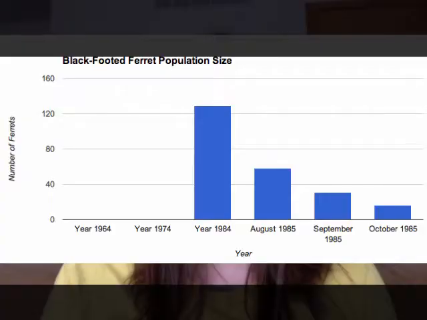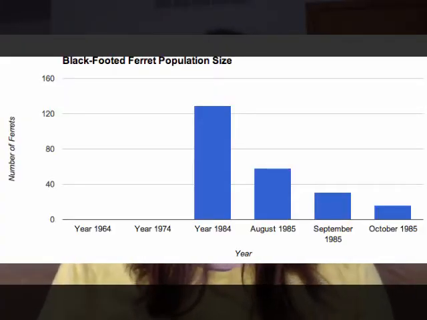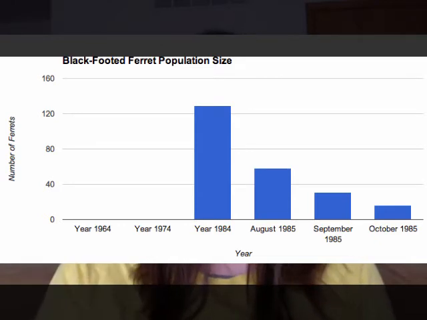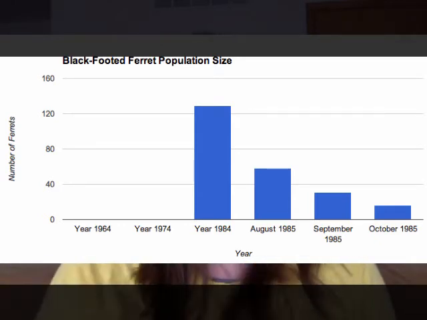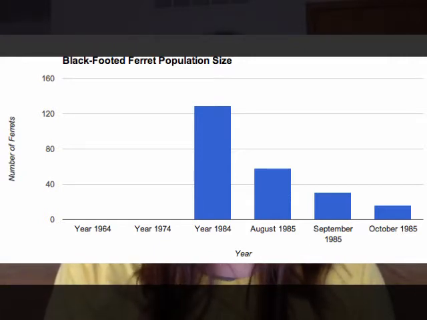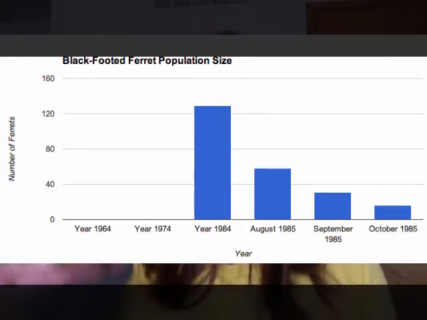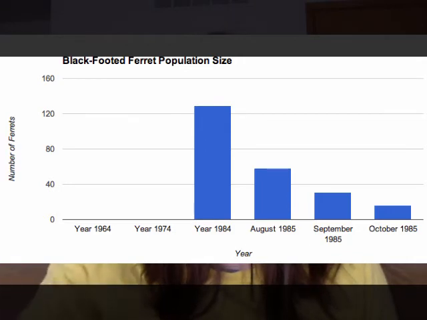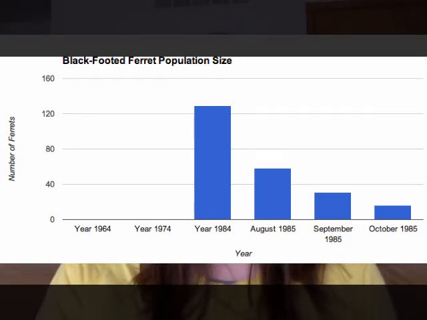Let's take a look for a second at their population sizes. When you look at this chart, you can see that the United States government was actually considering them to be extinct way back in the year 1964. And there had been a few sightings of some in the early 70s, but as those populations were beginning to be monitored, they believed them to be truly extinct.